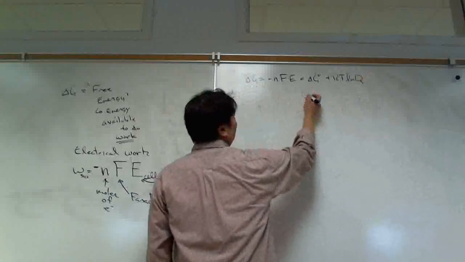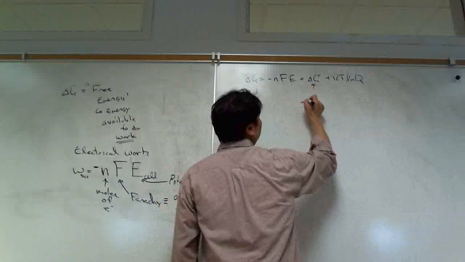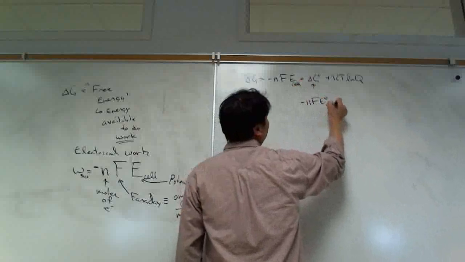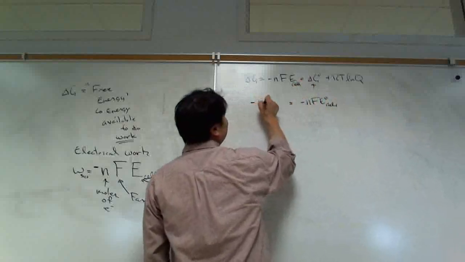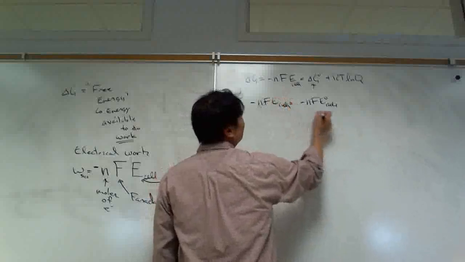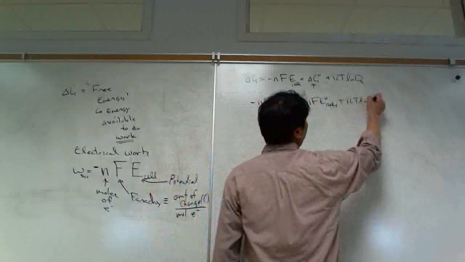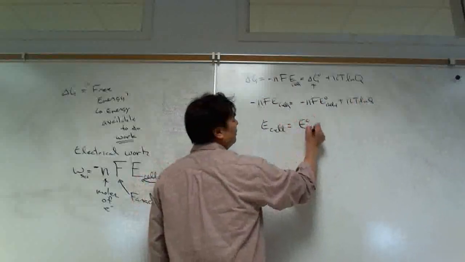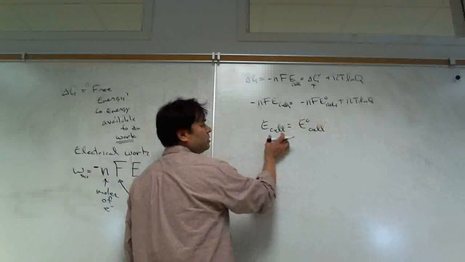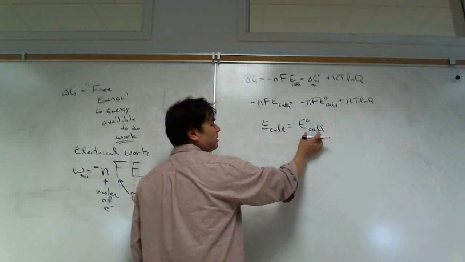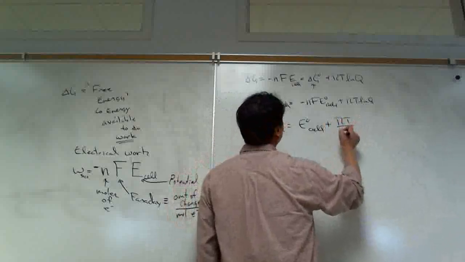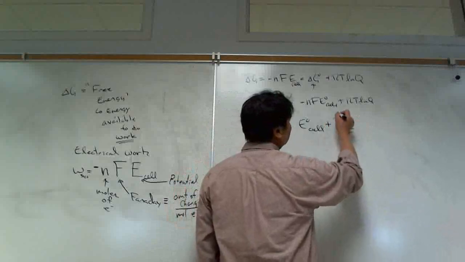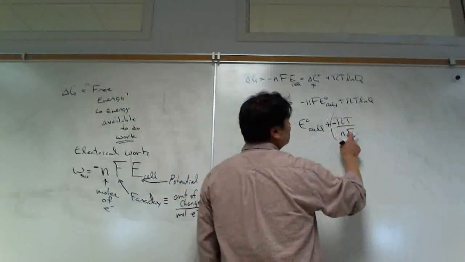Well, delta G naught is what? Delta G naught would be minus NFE naught. This is for the cell. And so we get minus NFE of the cell is equal to this plus RT ln of Q, which means that E of the cell is equal to E naught of the cell. And so the cell potential under non-standard conditions is equal to the cell potential under standard conditions plus RT over NF. Actually, I want to do a minus, sorry. Just put that in here. Ln of Q.